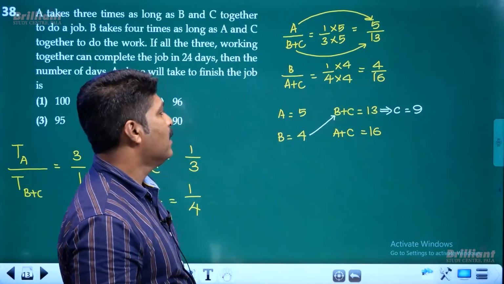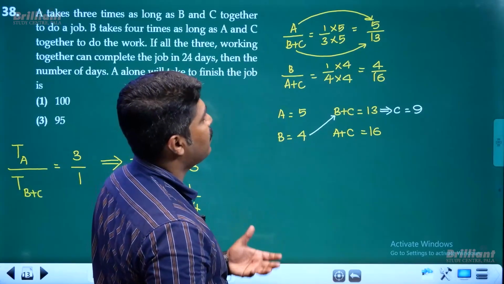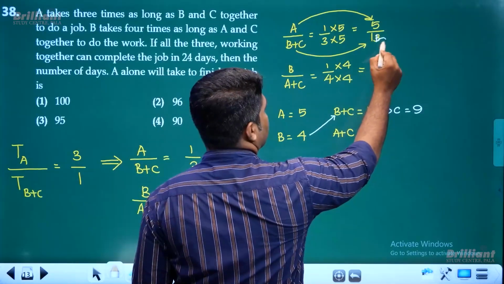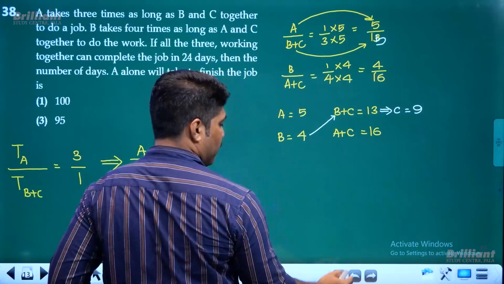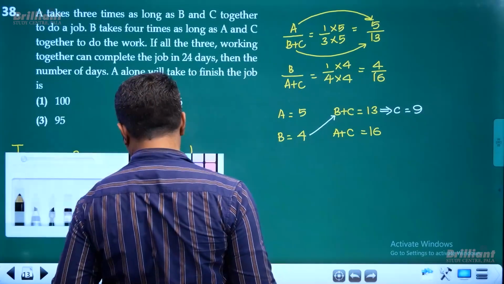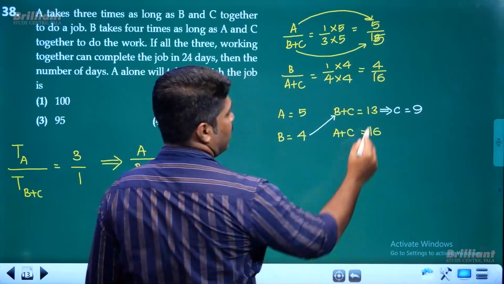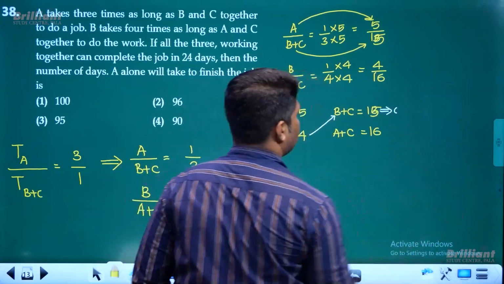Got it? So here, if we are doing the operations, this denominator is 15 instead of 13. Clear? Don't forget that point. This is 15. If it is 15, what is the value of C?